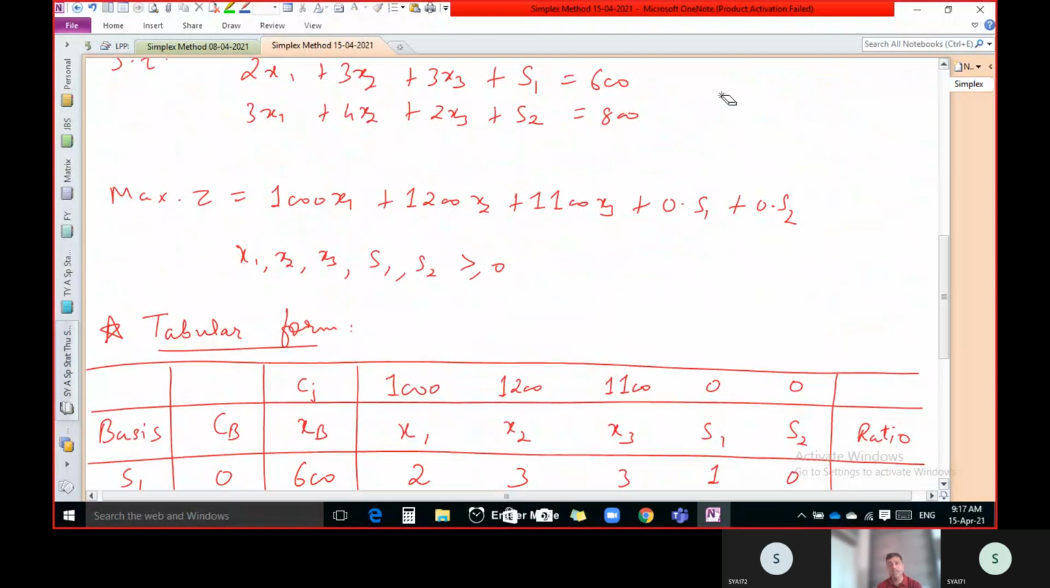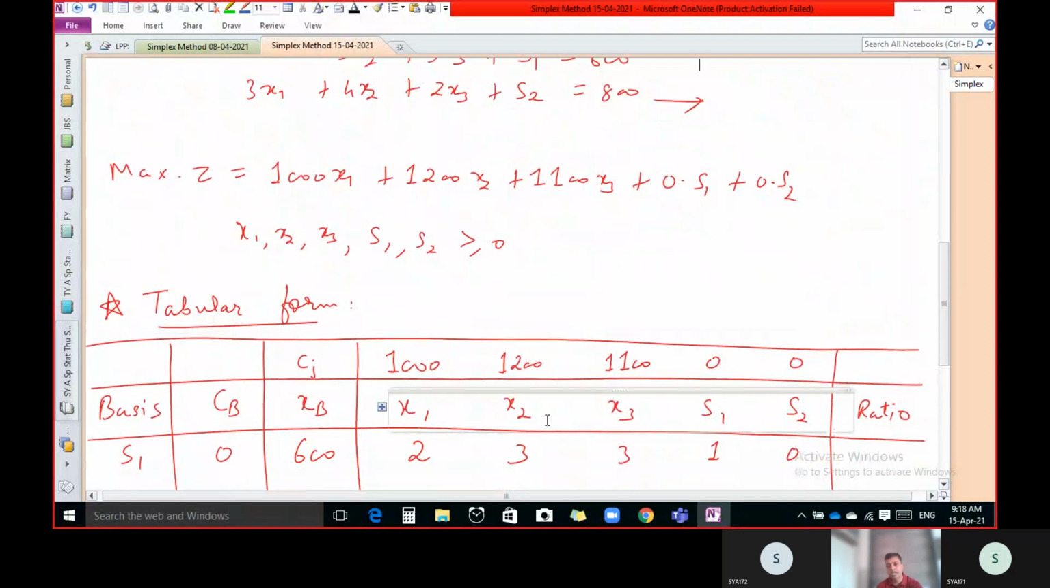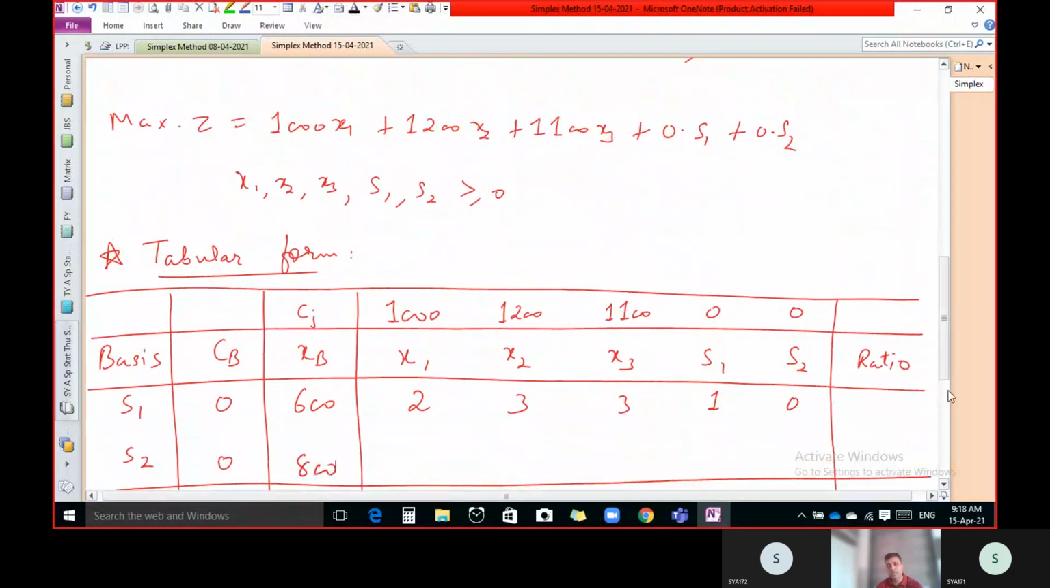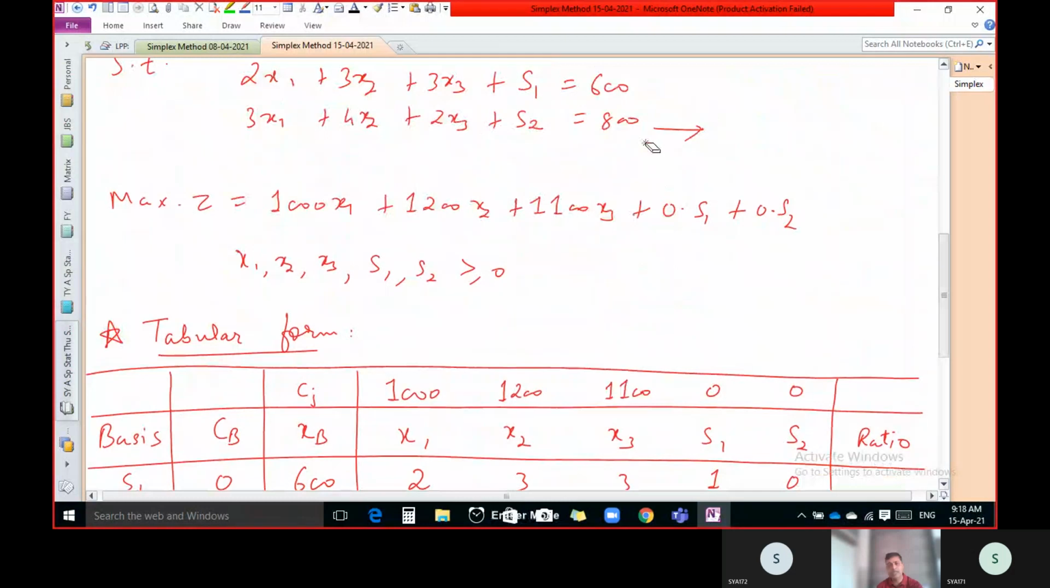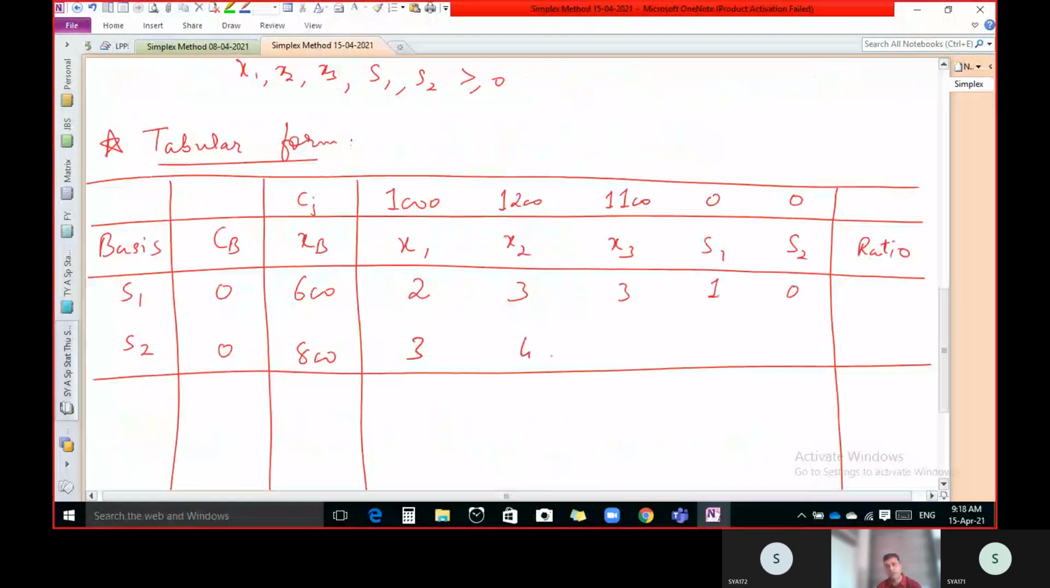Now by using the second constraint, we have to write the values of the second row. So first is 800, that you have to write in XB. Then what do we have to write? See, coefficients 3, 4, 2. There is no S1, so 0, and S2, 1. So here you have to write 3, 4, 2, no S1, so 0, and S2, that means 1.